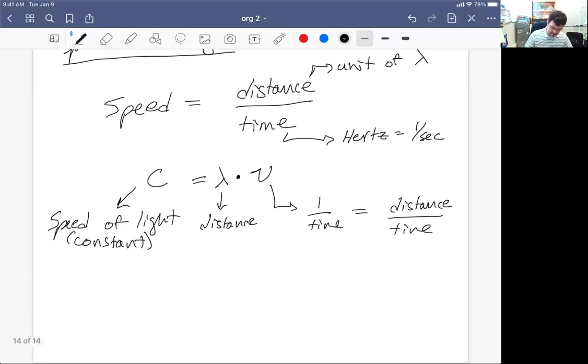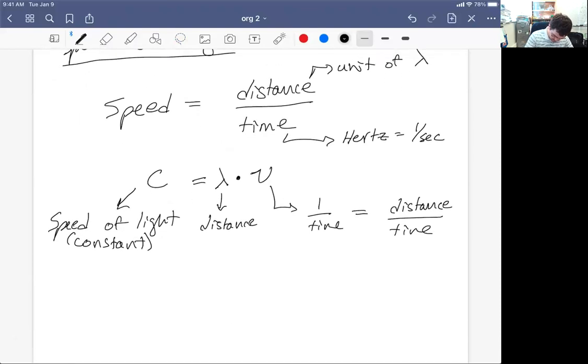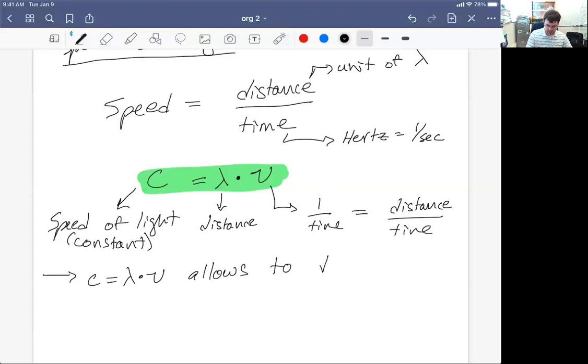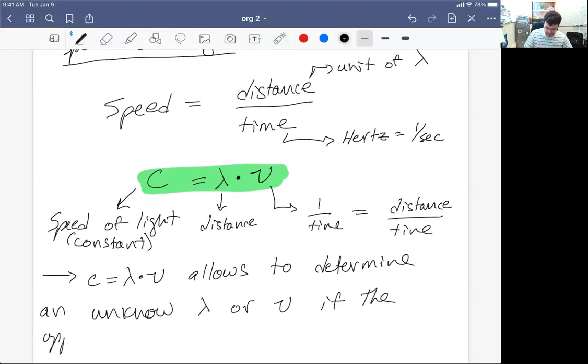This is one of those things we should know, so I'll highlight it. I mean, everything I say is something we should know, but you get it. This is definitely an important thing to keep at our fingertips. So c equals lambda times nu allows us to determine an unknown lambda or nu if the opposite variable is known, because c is constant.